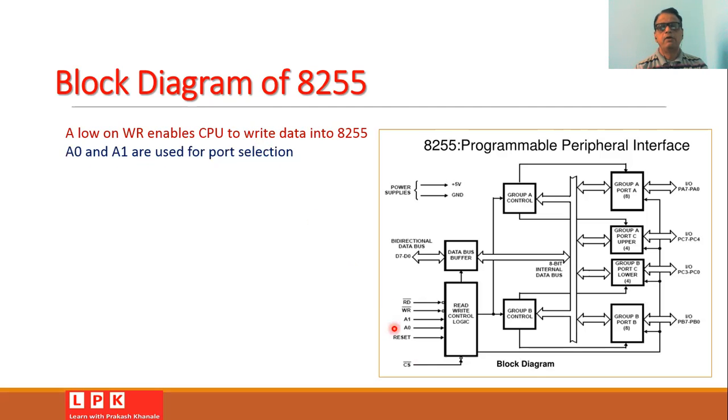Apart from that, we have the two pins A0 and A1, and these pins are used for port selection. When A1 A0 is equal to 00, then port A is selected. For 01, port B is selected. For 10, port C is selected. And for 11, the control word is selected.